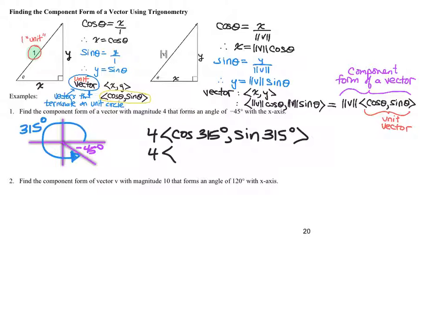So 4 times. And again, this is component form of a vector. We're not looking for the magnitude of this vector. We already have that, actually. So we don't have to worry about the Pythagorean theorem. That's already done. All right. So 45 degrees in the fourth quadrant, we're looking at coordinates of what?